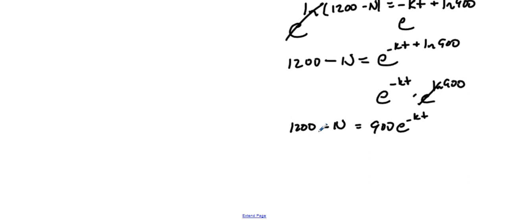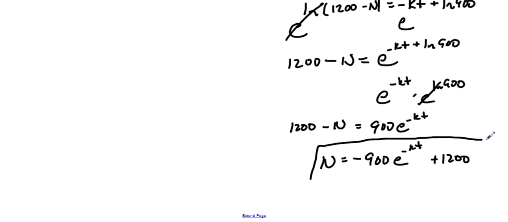All right. From here, we're going to subtract and then divide by negative. So we're going to have n, our final thing, equals 900 e to the negative kt minus 1200. We then divide by the negative, so it's going to turn negative. That's going to be positive, and that's going to be our solution of our differential equation.